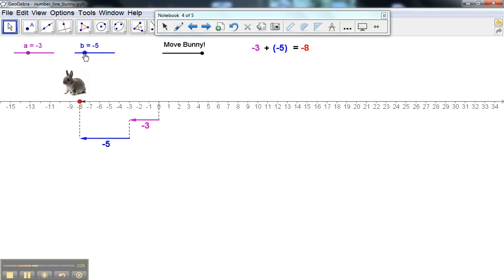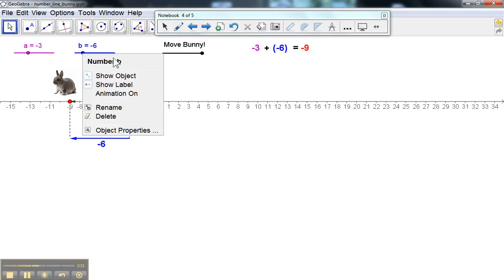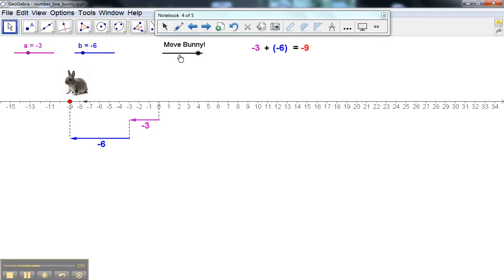But let's take a look at what happens when we have negative numbers instead of positive numbers. Again, we're going to start at 0, but this time we're going to move in the negative direction, 3 spaces, so 1, 2, 3, and we're going to move on again in the negative direction, 6 spaces, 1, 2, 3, 4, 5, 6. And we wind up right here at negative 9. And remember our song, same signs, add and keep.